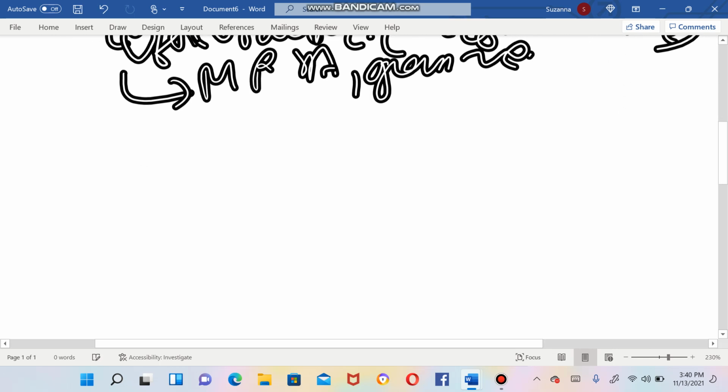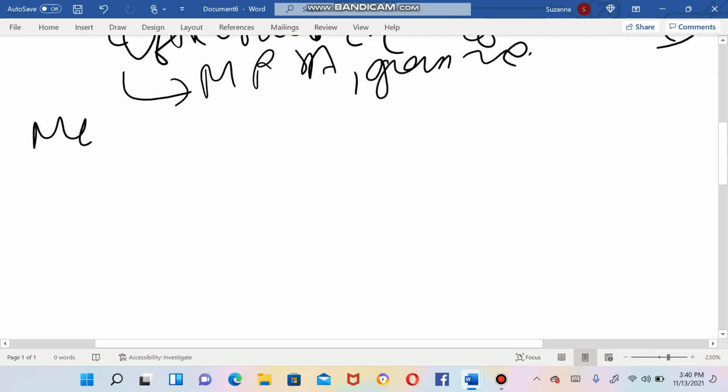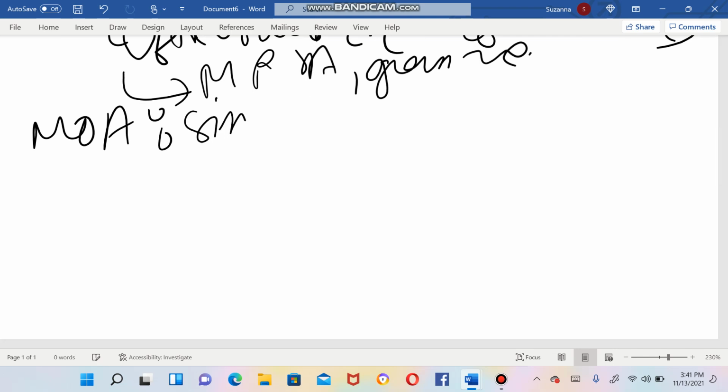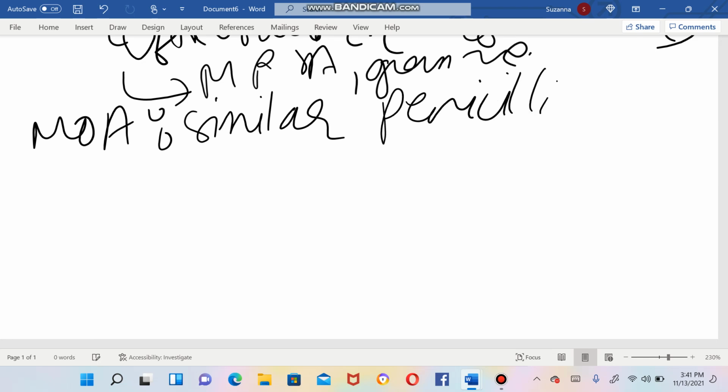So let's move on to the mechanism of action of cephalosporin. The mechanism of action is similar to penicillin. It binds to the transpeptidase penicillin-binding protein enzyme and alters the cell wall, and it causes autolysis. So the mechanism of action is similar to penicillin.